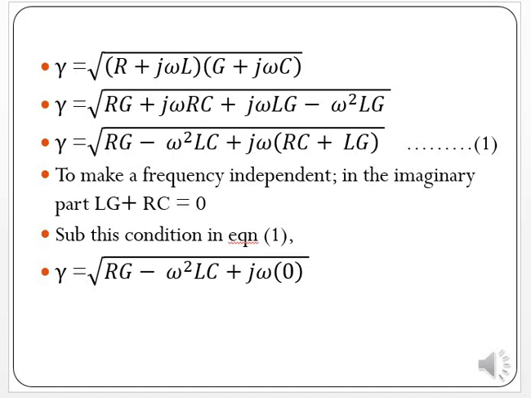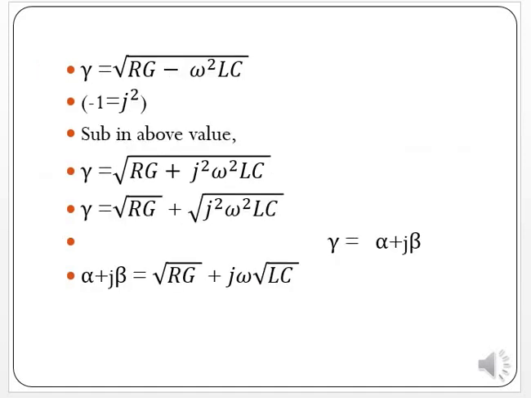Multiplying this term, gamma is equal to the square root of RG plus j omega RC plus j omega LG minus omega square LC. So, RG minus omega square LC plus j omega (RC plus LG). To make it frequency independent, equate the second half, LG plus RC, to 0. Substituting this condition in equation 1, gamma is equal to the square root of (RG minus omega square LC plus j omega into 0). So gamma is equal to the square root of (RG minus omega square LC).